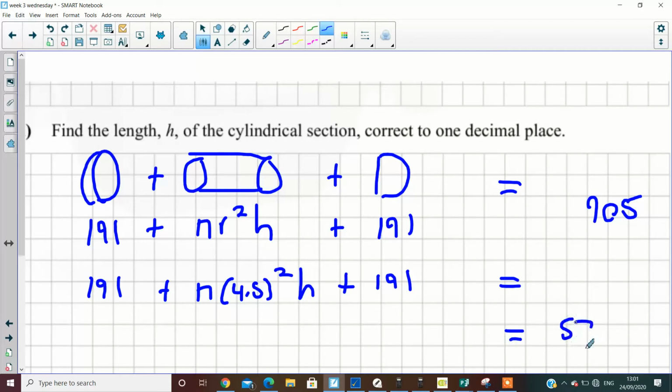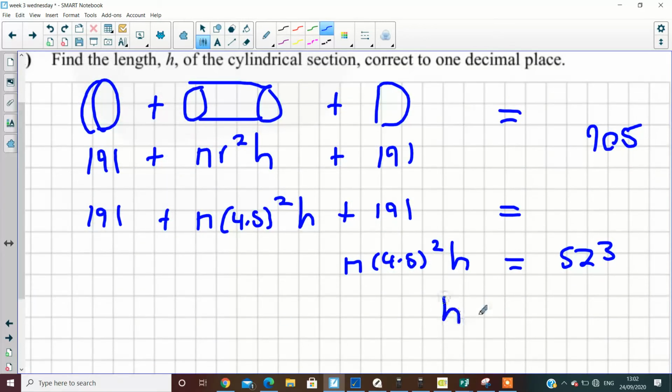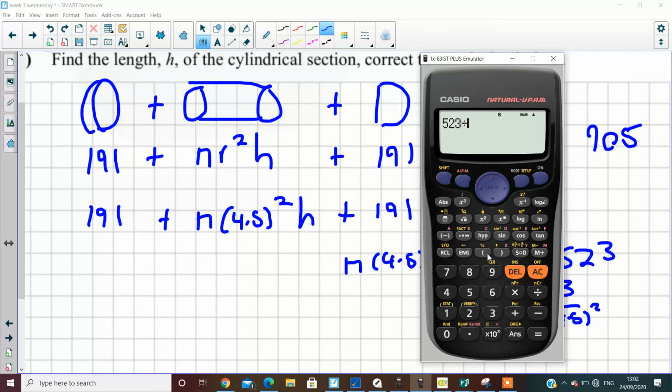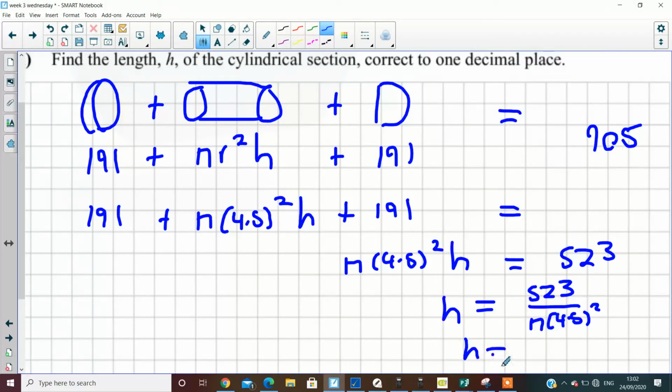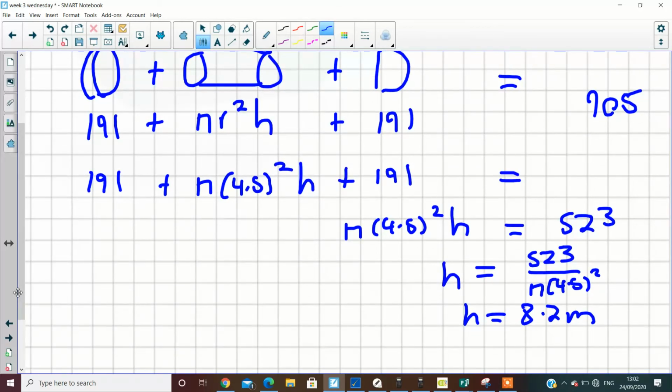The cylindrical end is 523. Now what do we do with the pi and the 4.5 squared? It's multiplication on the left. So what are we going to do with it? Division on the right all day long. Forgot the pi, didn't I? 8.22. Correct to one decimal place, 8.2 meters. We good? Awesome. Right, let's keep going.